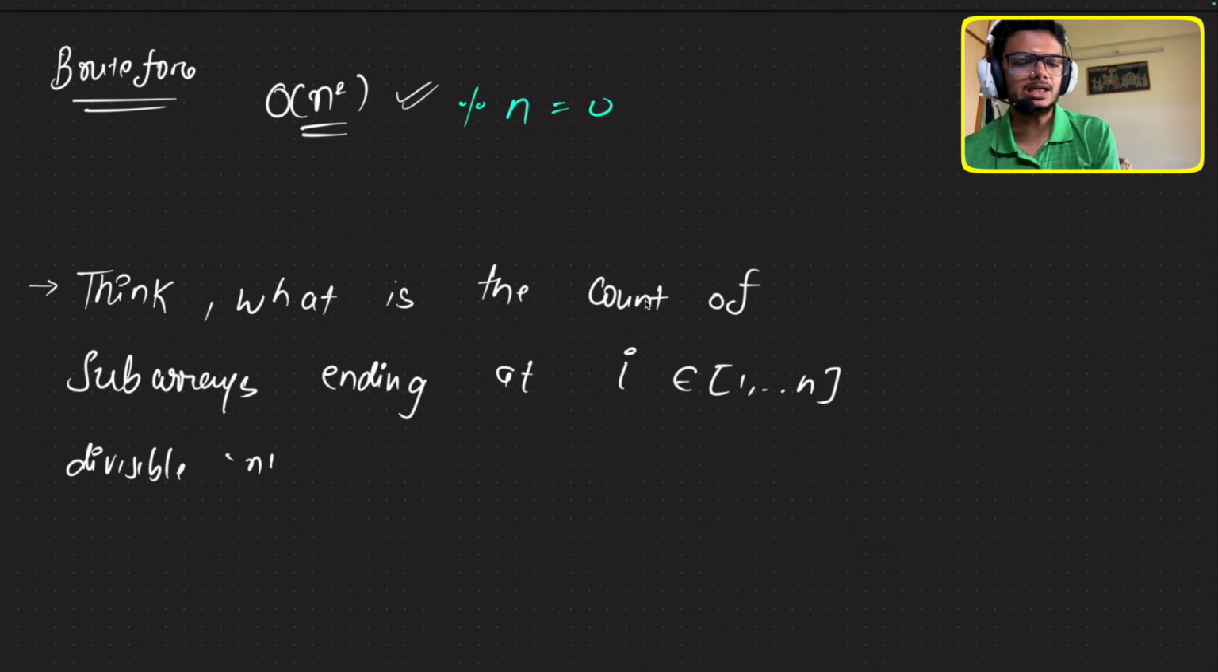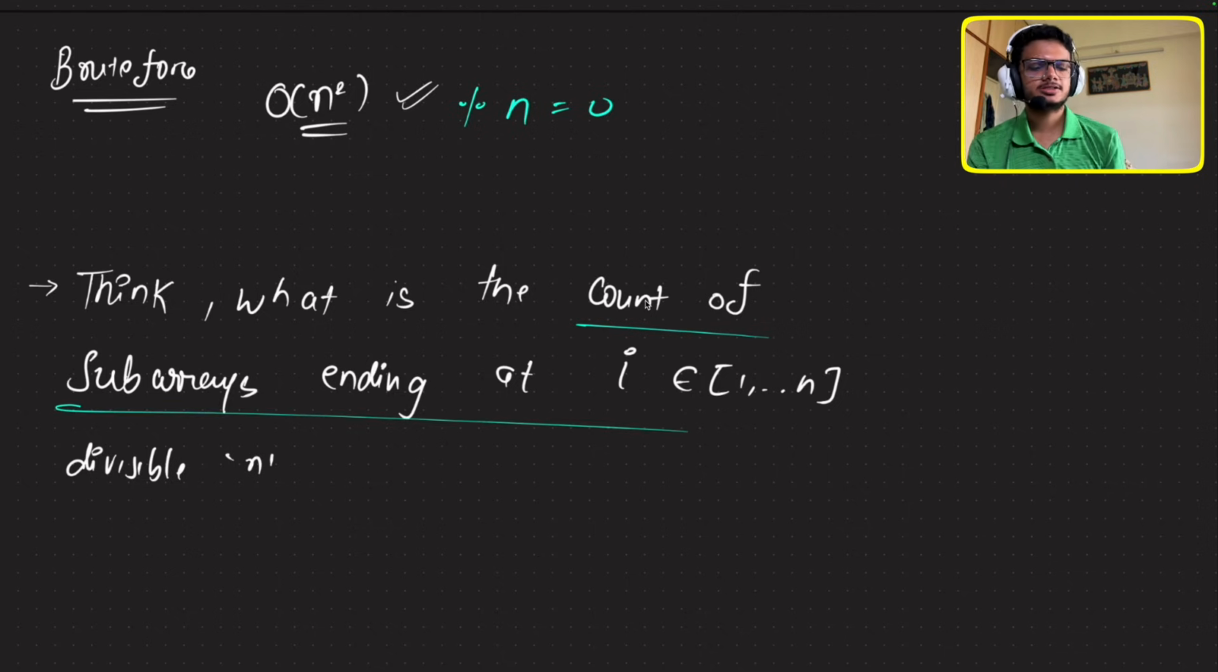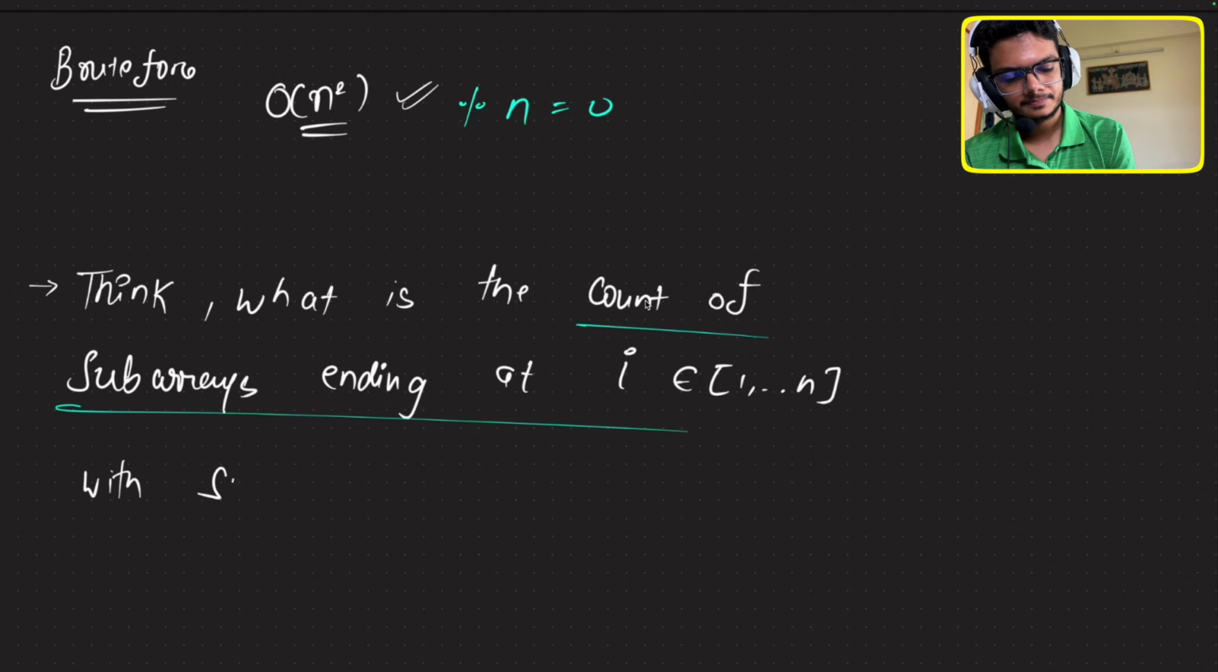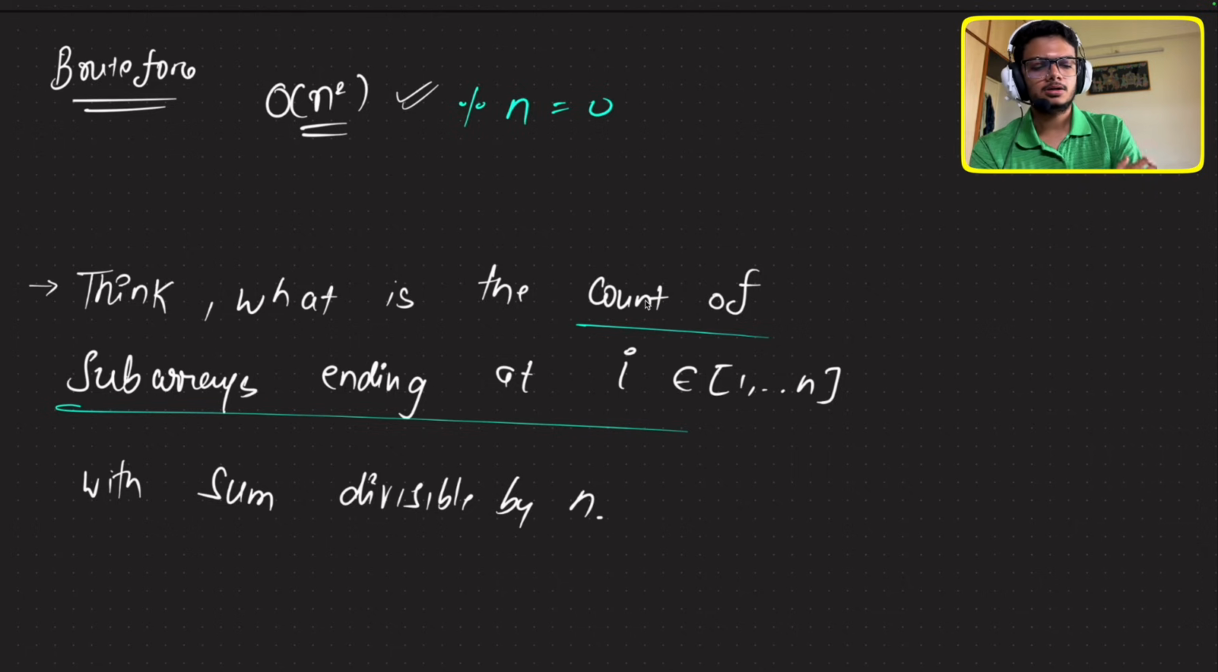So if you are not able to think in a brute force manner, then we'll try to find the contributions of every possible index in an optimal manner, right? So that's what we do. This is a recurring theme for subarray based questions. So we'll try to see what is the count of subarrays ending at a given index whose sum is divisible by n, right? So if I write it more concretely, with sum divisible by n, right? All right.